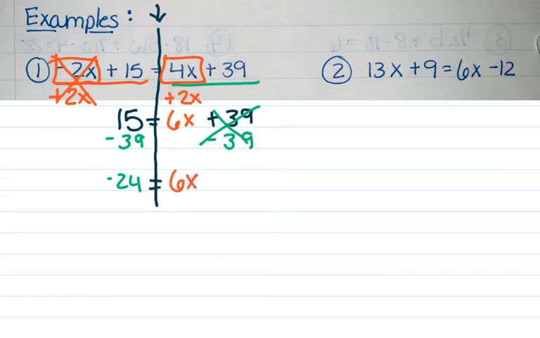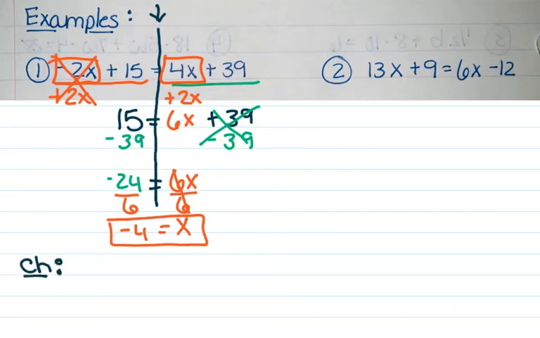My last step here is to divide by that coefficient, so I'm left with x. X is now isolated, and negative 24 divided by 6 is negative 4. Pay close attention to your negative signs. And then whenever we finish solving an equation, we need to check our answer.